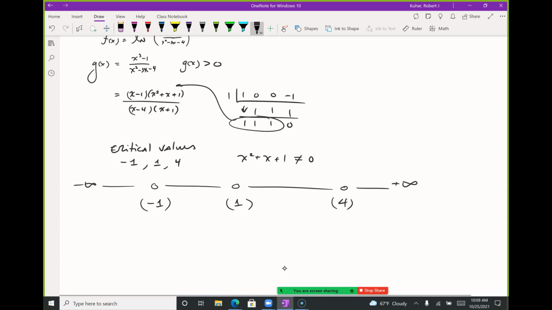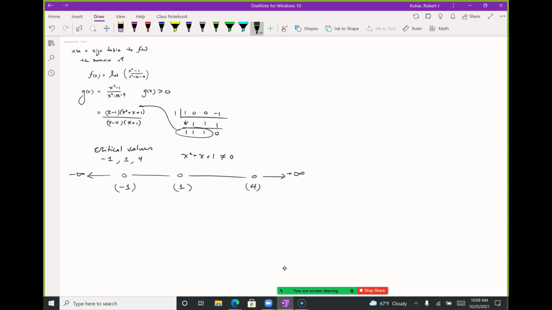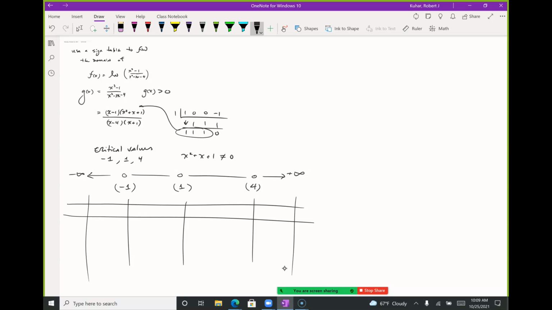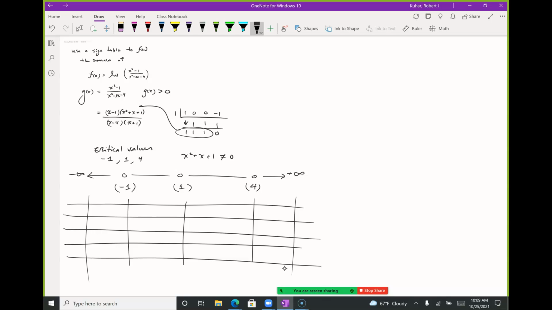So I'm kind of superimposing my number line there. And those guys will give me my columns. And then my rows are going to come from my factors. And I have 4 factors, right? I've got an x minus 1, an x squared plus x plus 1, an x minus 4 and an x plus 1. And then I'm going to get the g of x out of all of those.